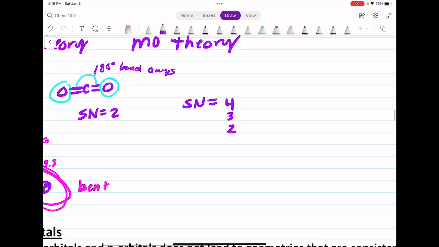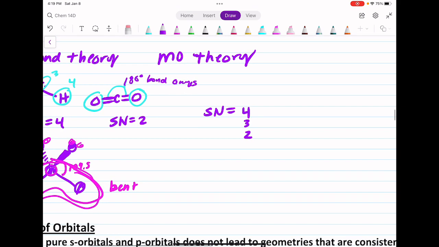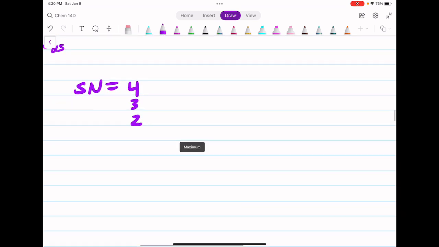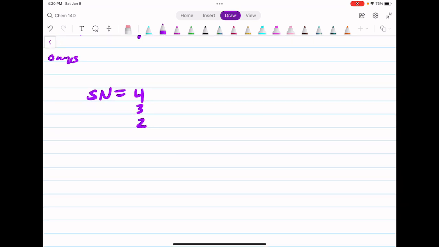If you had a steric number of 1, you wouldn't really have a molecular geometry, so you'll probably just be looking at a pure orbital. Anyway, steric number 4, 3, and 2. For a steric number of 4, the hybridization is sp3. For a steric number of 3, the hybridization is sp2. And for the steric number of 2, our hybridization will be sp.